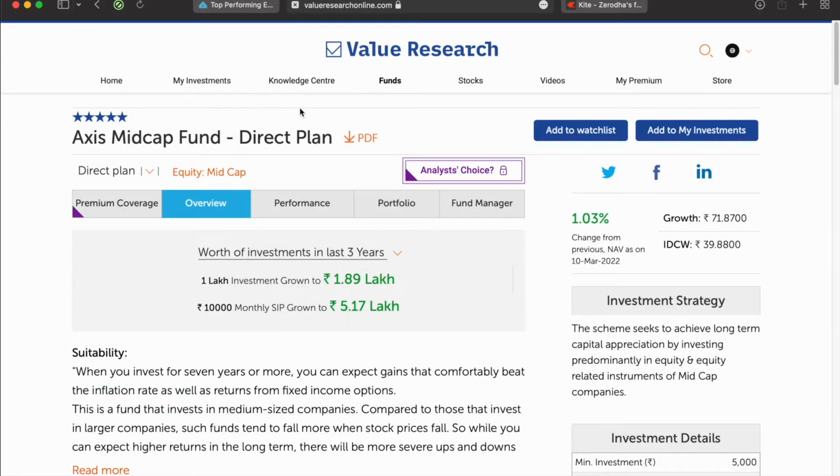So after coming on this website, the first thing that you need to make sure is that direct plan is selected over here. Now what is direct and regular? See, there are two types of mutual funds. One is regular and another one is direct. A regular one is where you are investing via some broker or something like that. But since we are doing this ourselves, so we need to select the direct plan. The fees for the regular plan is going to be slightly higher than the direct plan because there is a middleman involved. So we'll be selecting direct plan for this analysis.